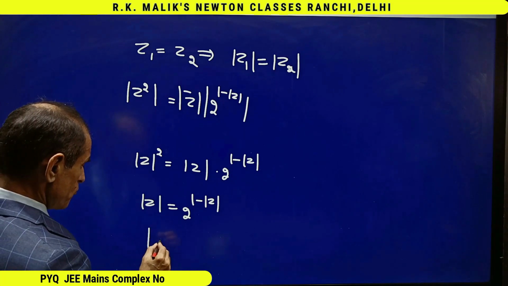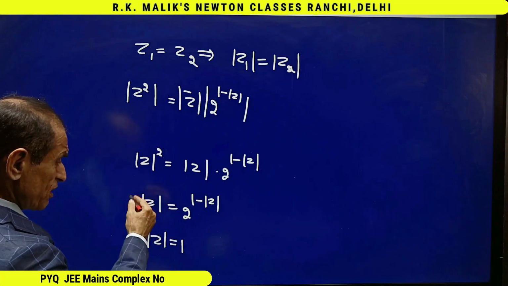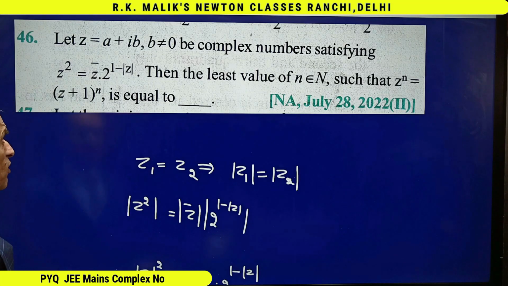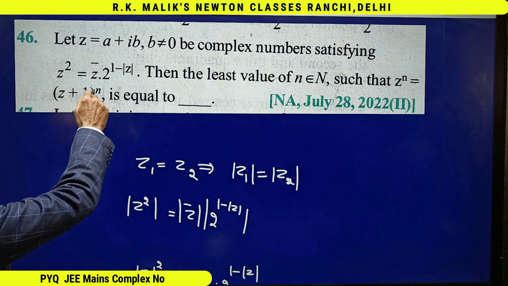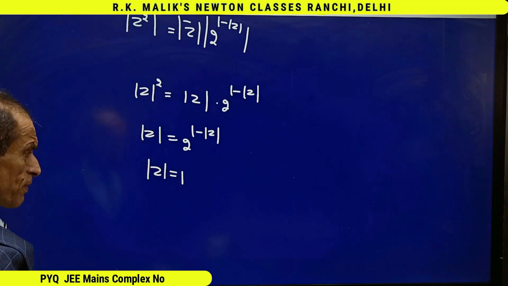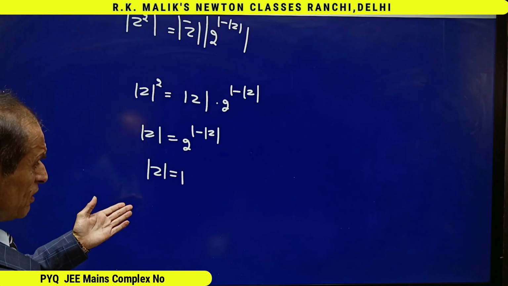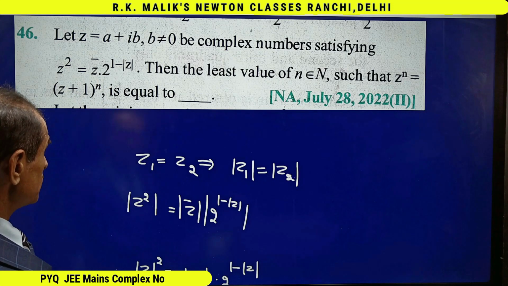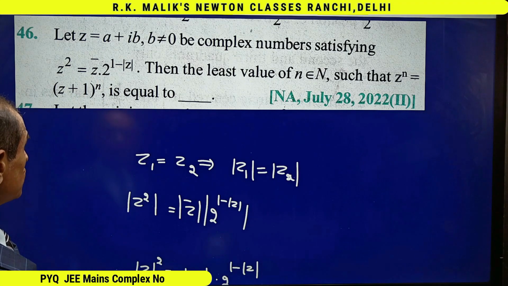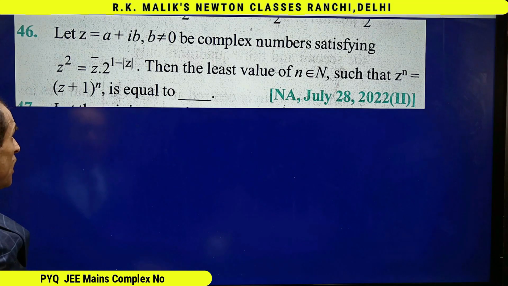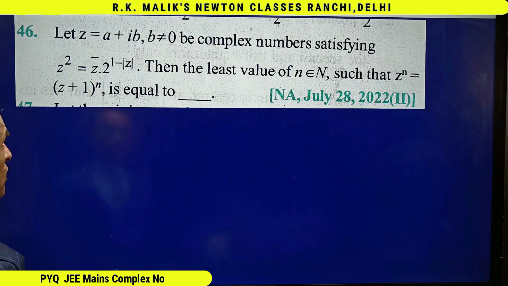Clearly, mod z equal to 1 satisfies this equation. That is, every complex number which will satisfy this equation will have modulus 1. But it doesn't mean that if modulus is 1, then z will satisfy this. Actually, I have to find the value of z. I have got the conclusion that mod z is surely 1.